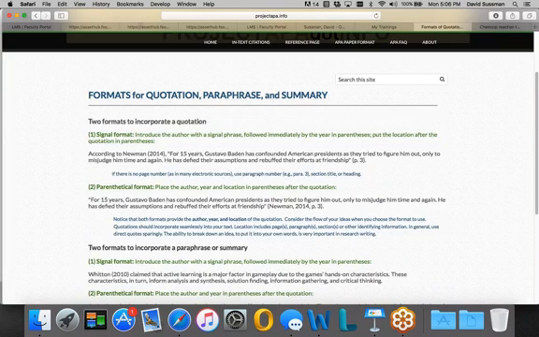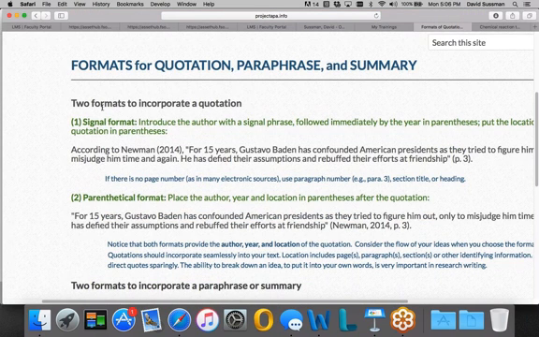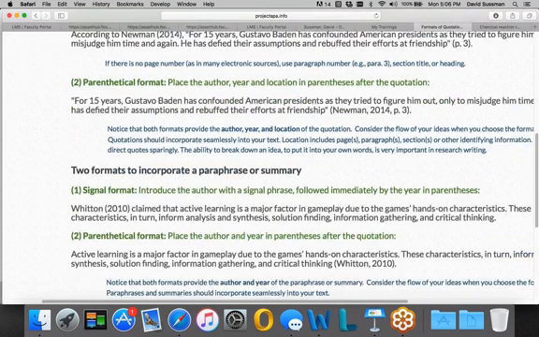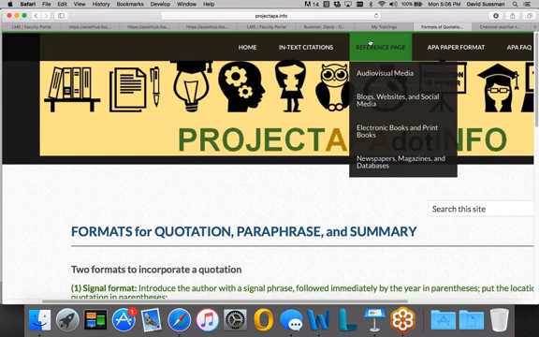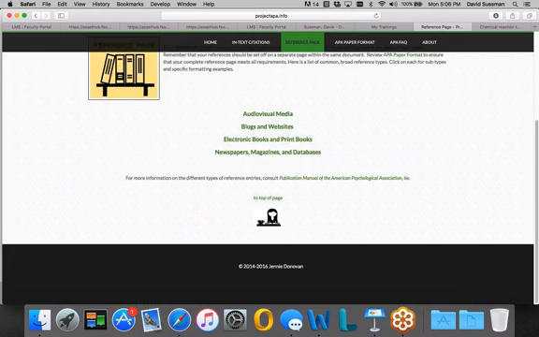And she also covered, for example, this is what I just mentioned, right? You always have two formats to incorporate a quotation. So if that sounded confusing to you, you could mention the author in your sentence, or you could save it for the end. She's explained how to do the two different formats. So you get examples of that. You get examples of the references page. Okay.